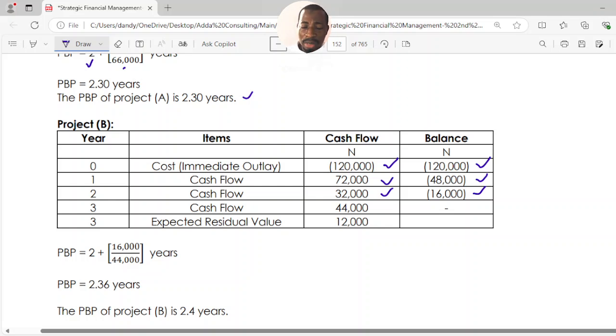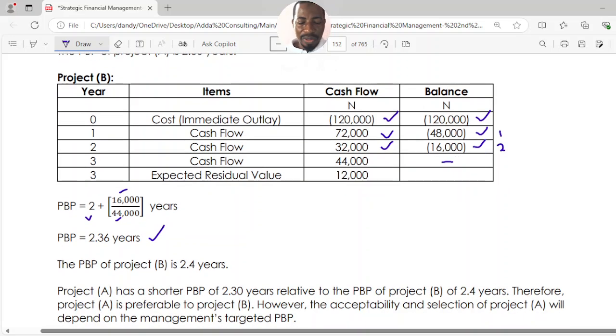Again, I'm supposed to go to year 3 now to recover the balance of 16,000. However, the outstanding balance is lower than the next cash inflow. Therefore, I will put a dash and I will calculate my payback period. Okay, how many years have I recovered? For project B, I've recovered year 1, I've also recovered year 2. Therefore, you have 2 plus the outstanding balance of 16,000 divided by the next cash inflow of 44,000. That is what produced 2.36 years. Okay, approximately 2.4 years.